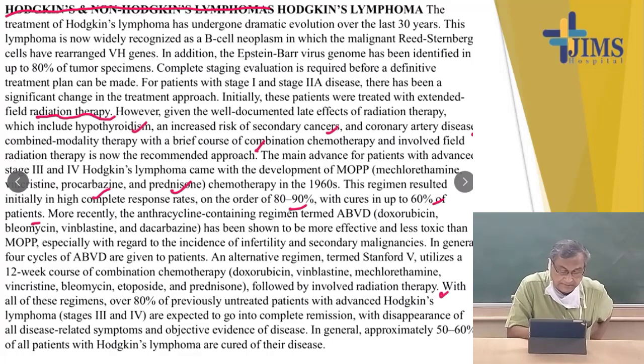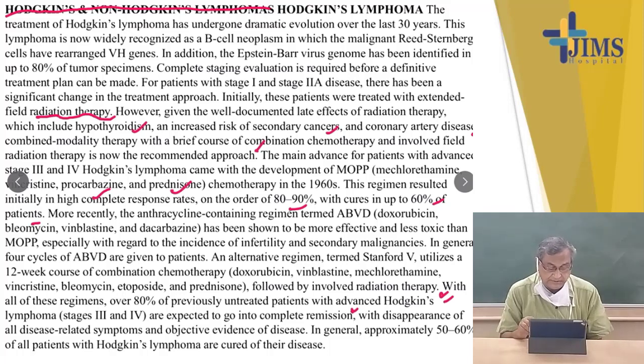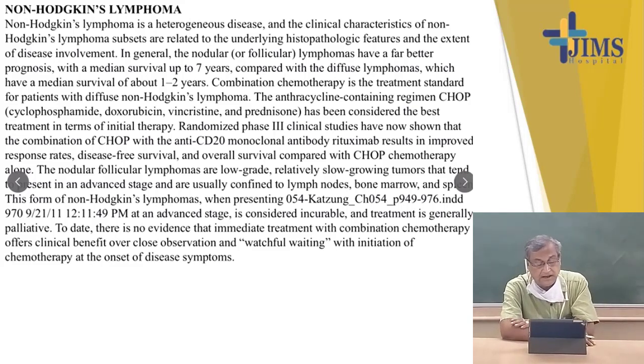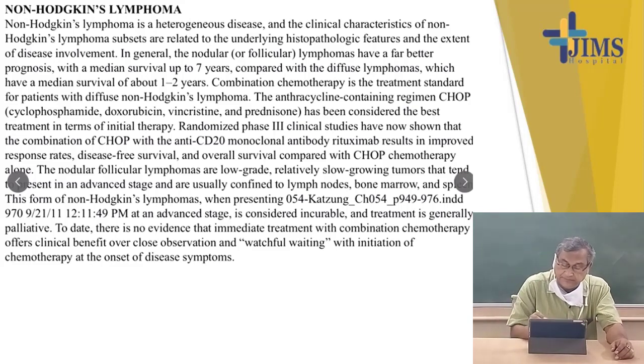With all of these regimens, over 80% of previously untreated patients with advanced Hodgkin's lymphoma, stage 3 and 4, are expected to go into complete remission with disappearance of all disease-related symptoms and objective evidence of disease. In general, approximately 50 to 60% of patients with Hodgkin's lymphoma are cured of the disease. Non-Hodgkin's lymphoma is more rare.